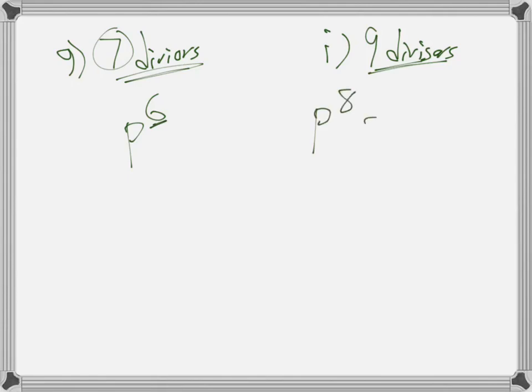You could do P to the 8th, or what's the other way to get 9? What times what is 9? 3 times 3. So what am I going to do for the P and Q powers? 2 and 2. That would also make 9, huh? So you'd have to test both of those. Yeah, so actually, there we go.